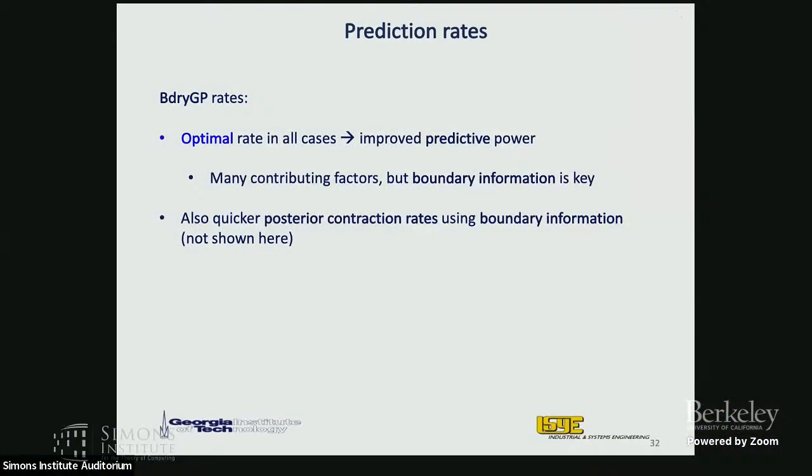So prediction rate, the optimal rate in all these cases, leads to improved predictive power. Of course, for predictive power there are a lot of contributing factors, but boundary information is key, if not the only one, but it's a new one. And the other result is in the paper, but not shown here. It has a quicker posterior contraction rate with the boundary.